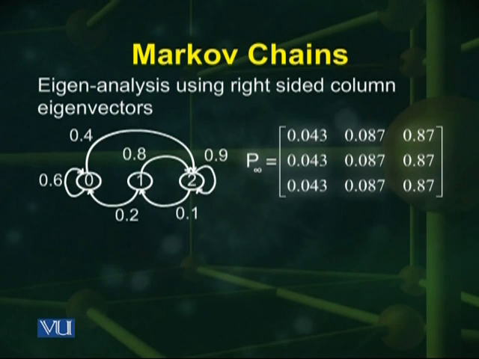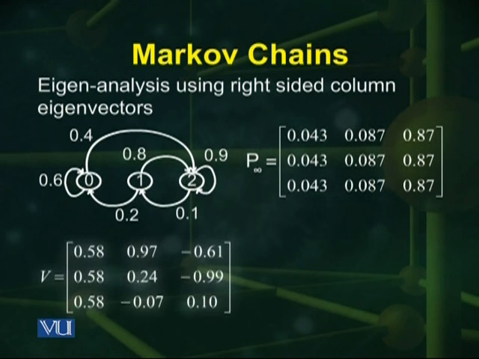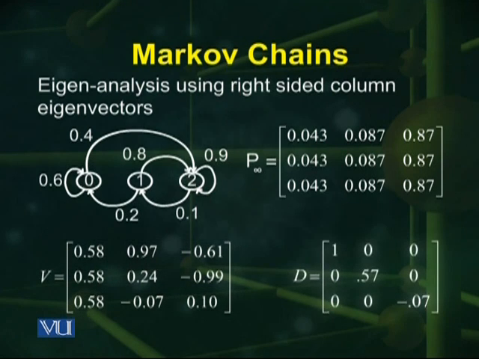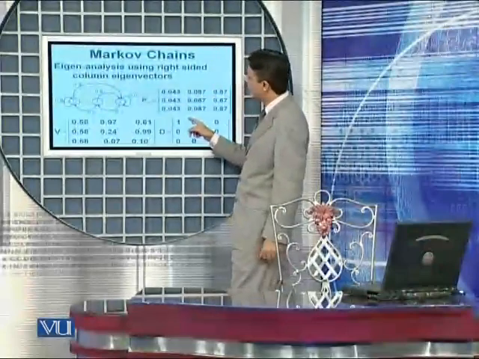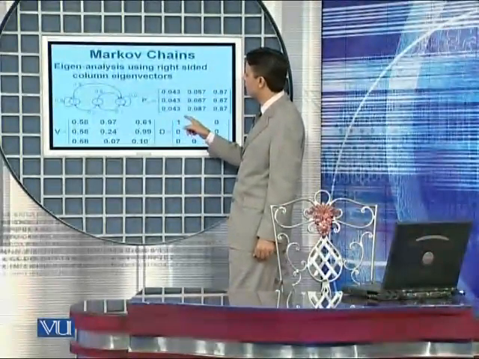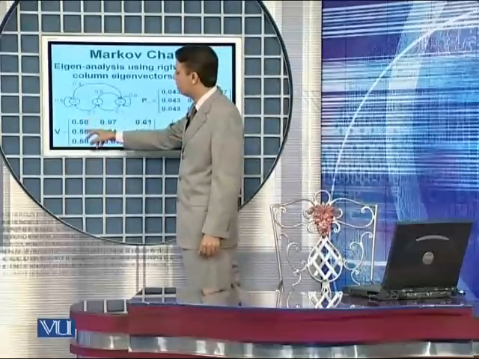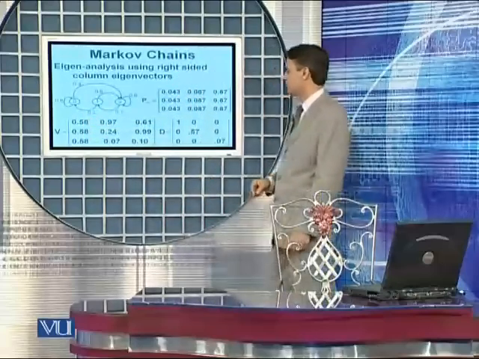So if we perform the right-sided eigenanalysis, you get a V, which is 3 column vectors which are eigenvectors of this matrix P. And this is D, the diagonal matrix containing all the eigenvalues. The 3 eigenvalues are 1, 0.57 and minus 0.7, and the corresponding eigenvectors are shown as 3 columns. The eigenvector corresponding to the eigenvalue of 1 is 0.58, 0.58 and 0.58.